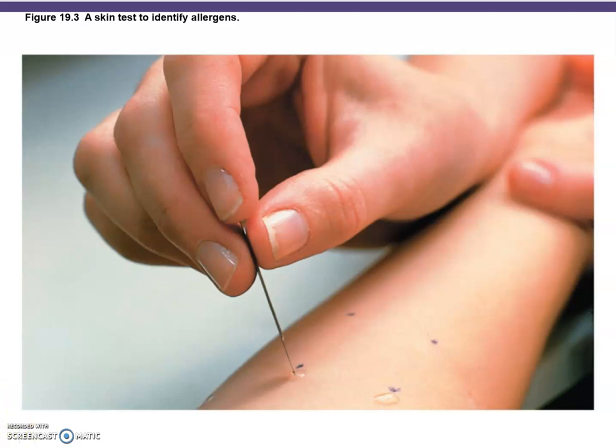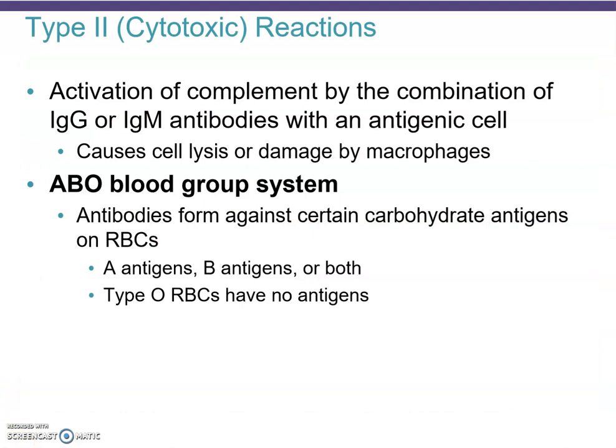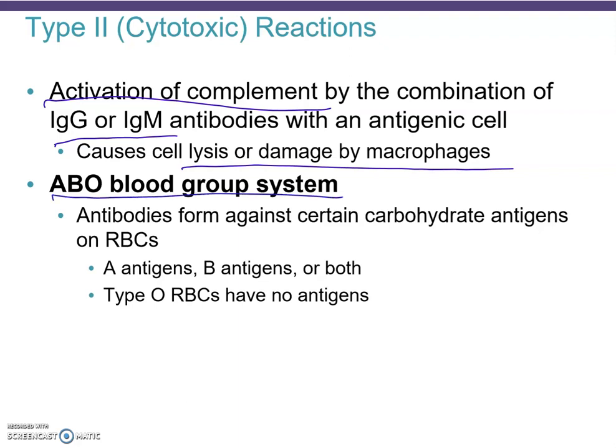just desensitization. Here's some more information about type 2 cytotoxic hypersensitivity reactions, and that would be involving the activation of complement by the combination of IgG or IgM antibodies with the antigenic cell. It causes lysis or damage that's done by macrophages, and a good example for that would be the ABO blood group system. You form antibodies against certain carbohydrate antigens on red blood cells, and that would be, for example, the A or the B antigens or both, and this is just an example of type 2 cytotoxic reactions.